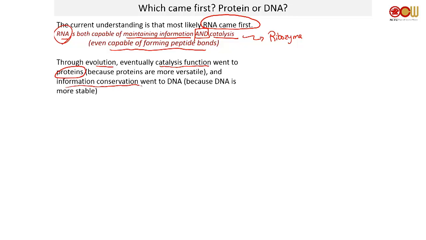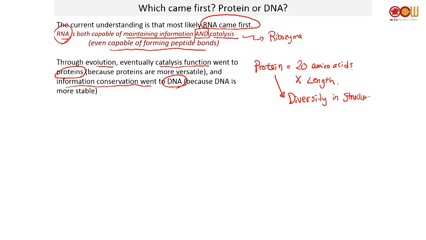And the information conservation function went to DNA. Why? Because, as shown here, protein, you've got 20 amino acids and X in terms of length. You can make it as long as you want. So basically protein gives you diversity in structure and function.